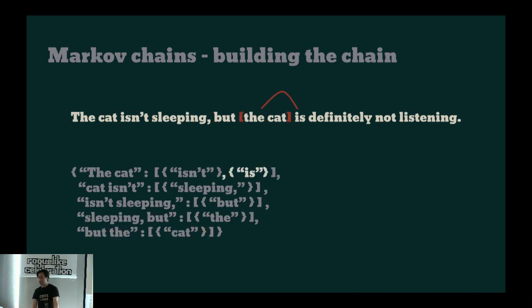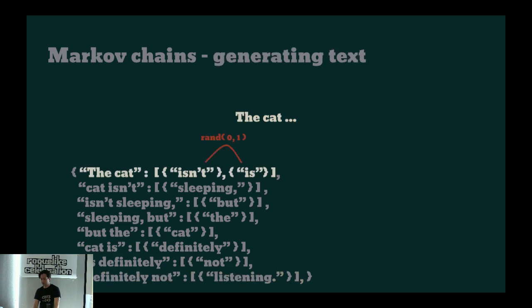And then we get to "the cat". So "the cat" we've actually encountered already. So what we do now is that we append the new suffix to the list that was already the value of the entry for "the cat". So now "the cat" has a list containing two suffixes, "isn't" and "is". And then we do it for the rest of the sentence the same way until we process the whole sentence.